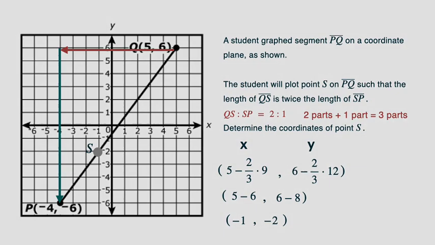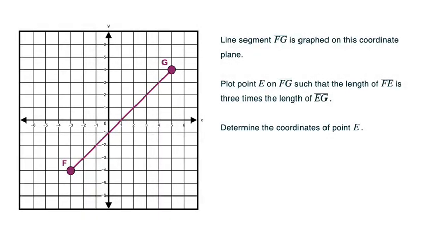Let's take a look at another example. Line segment FG is graphed on this coordinate plane. And this time, we want you to pause the video and consider, where would you plot point E along segment FG such that the length of FE is 3 times the length of EG? Determine the coordinates of point E. Go ahead and try this one on your own, then we can compare your approach with what we have ready.